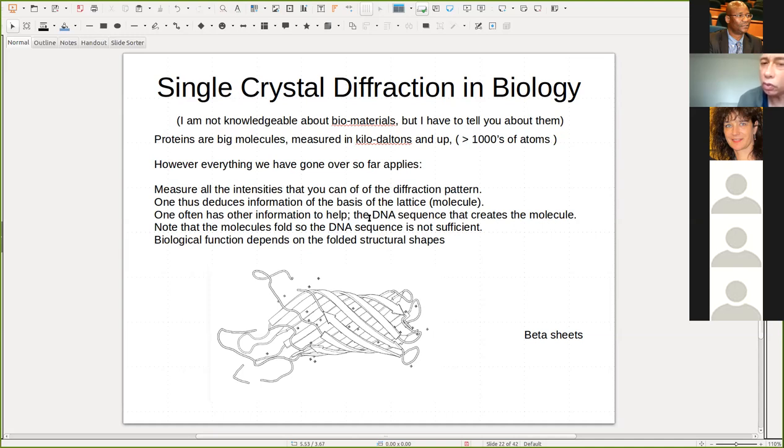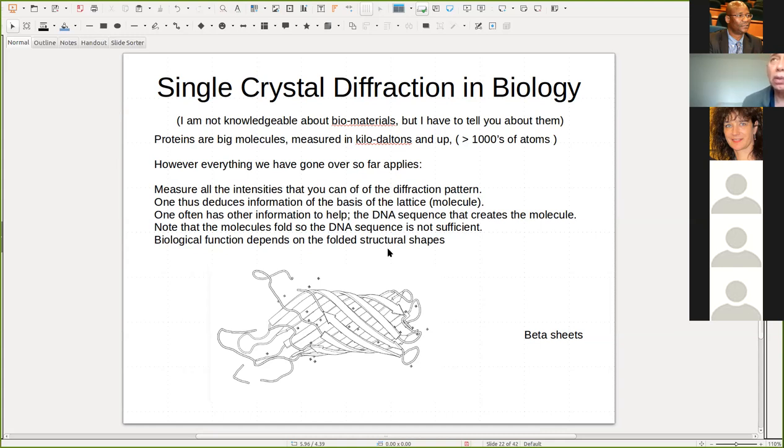However, besides having the database and perhaps little bits of the structure already worked out, these guys also have the DNA sequence that creates the molecule. So they know something about the linear structure of the protein. Remember, these things get generated as a line and then they refold. This one's beta sheets. Knowing the DNA is actually not sufficient, because the biological function depends on the folded structure shapes, right? So you actually need to figure out what the structure is.